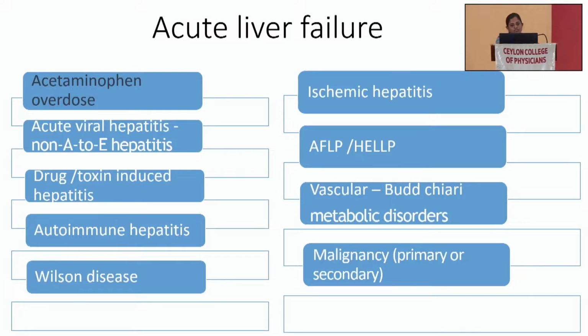Among the acute liver failures, we know it is a syndrome whose features are mainly hepatic encephalopathy, coagulopathy, and jaundice, occurring in a patient within less than 6 months' duration without any background history of chronic liver cell disease. So these are the common etiologies. Among those, acetaminophen overdose and acute viral hepatitis are the most common. Apart from that, drugs or toxins, autoimmune hepatitis, Wilson disease, and ischemic hepatitis are the rest of the causes.